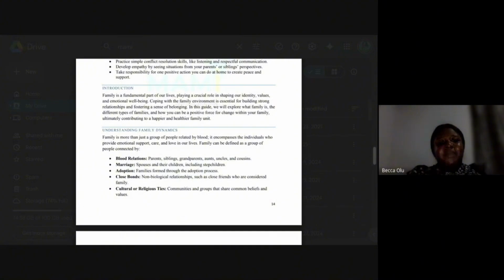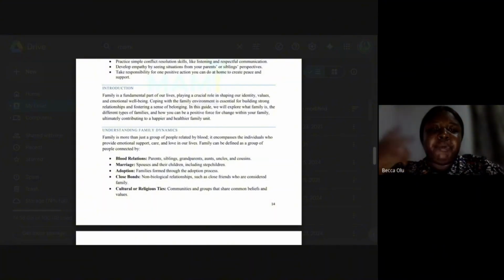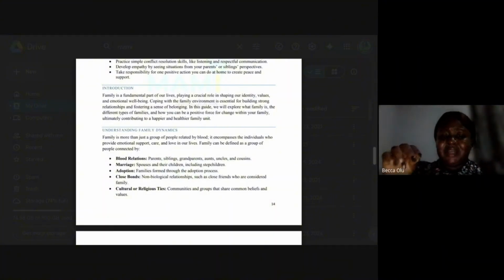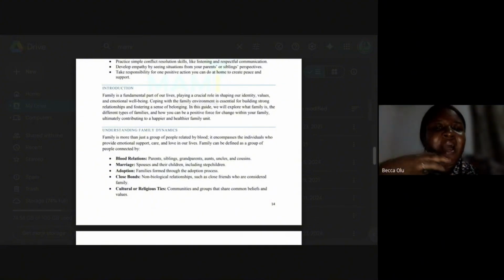Introduction. What is family? Family is a fundamental part of our lives. It plays a crucial role in shaping our identity, our values, our emotional well being. Coping with family environment is essential for building strong relationships and fostering a sense of belonging. In this guide, we're going to explore what family is, the different types of families, and how you can be a positive force of change within your family. So, ultimately, you are going to be that person that makes your family happier and healthier, fostering unity amongst family members, peace, and such.